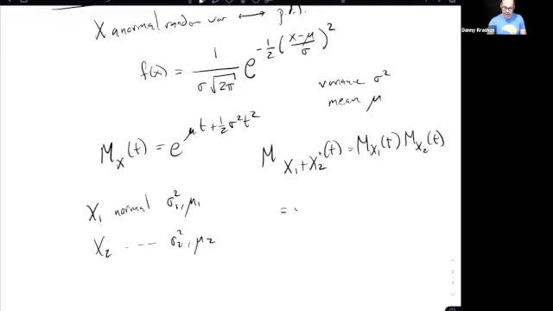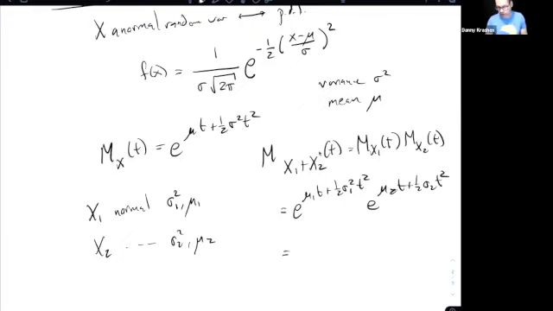That says that this is e to the mu 1 t plus 1/2 sigma 1 squared t squared times e to the mu 2 t plus 1/2 sigma 2 squared t squared. Okay, and of course we should back up and think, why are we doing this? We're doing this to see if we get lucky and happen to recognize this new moment generating function as one that we've seen before. Of course, we're going to get lucky.